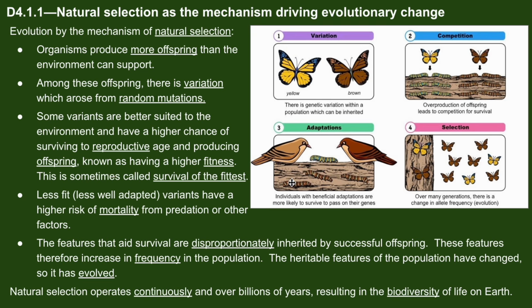Therefore, these brown caterpillars that do blend in have a higher fitness because they have a higher chance of growing to butterflies and passing on those genes to offspring. And you can see over many generations, there's going to be a change in allele frequency. Now remember that alleles are just variations of the gene. And so we're going to have more of those brown alleles in the population just because those individuals have been more successful in mating and passing on their genes because they've been able to survive with their beneficial adaptation. This is how we define evolution, a change in allele frequency in a population over time.